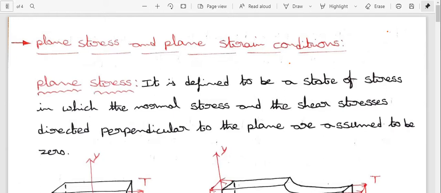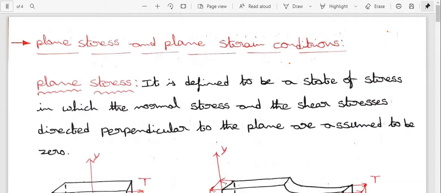Hello everyone. Today we will discuss the plane stress and plane strain conditions. What is meant by plane stress and what is meant by plane strain? In the previous classes, we already learned what plane stress and plane strain are. We already studied them in the strength of materials and mechanics of solids subjects, so we can recall it from those subjects.